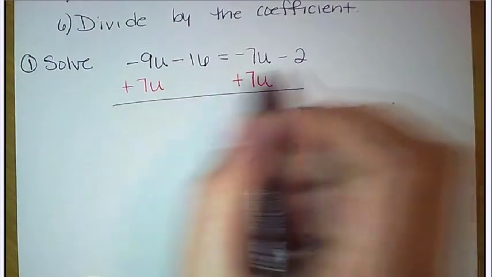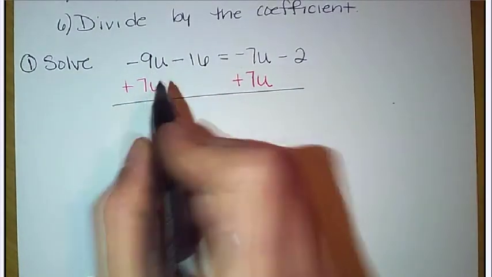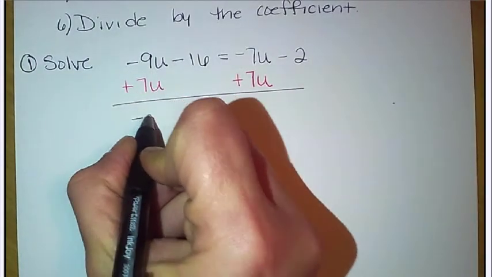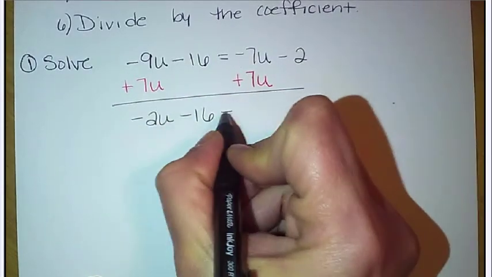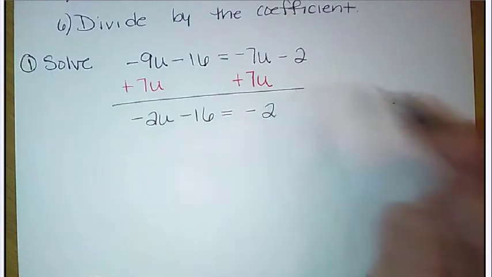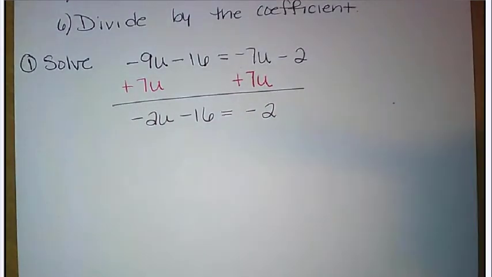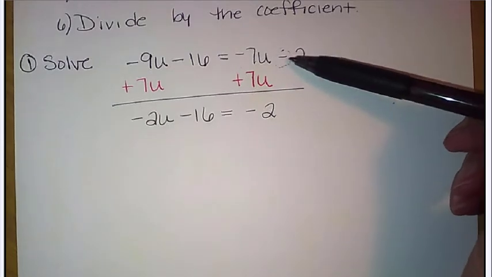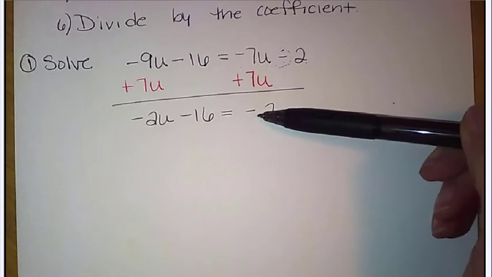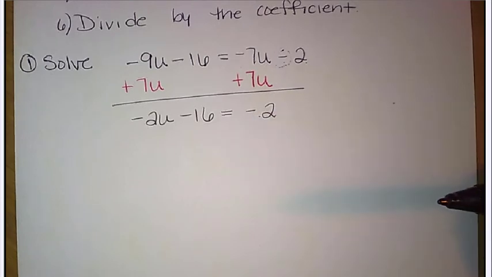So now we have negative 9u plus 7u, which would give us negative 2u minus 16 equals negative 2. And be very, very careful, guys. One of the biggest mistakes I see people make when they're solving is dropping these negatives. So make sure that when you see that negative 2, you actually bring it down as a negative 2.